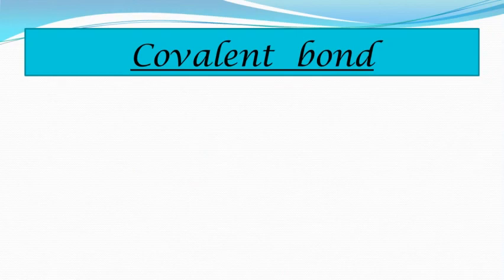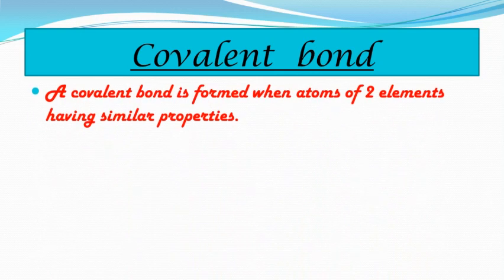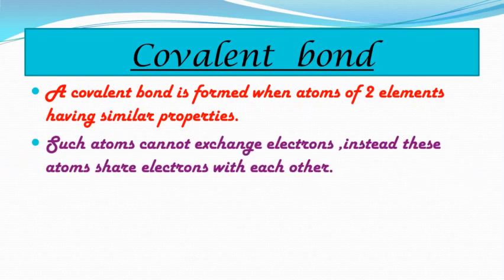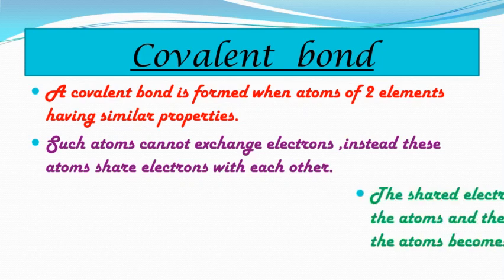So student, let's see what a covalent bond is. A covalent bond is formed when atoms of two elements having similar properties, like hydrogen atoms, come together. This covalent bond forms between two similar atoms or two similar elements, and such atoms cannot exchange electrons. Instead, these atoms share electrons with each other. That means elements having similar or identical properties share their electrons with each other and form a covalent bond.